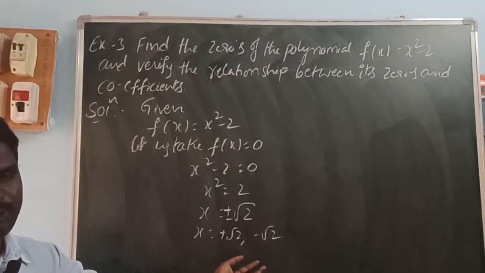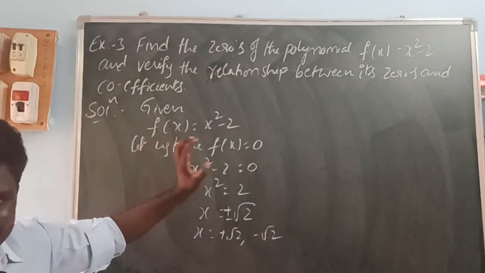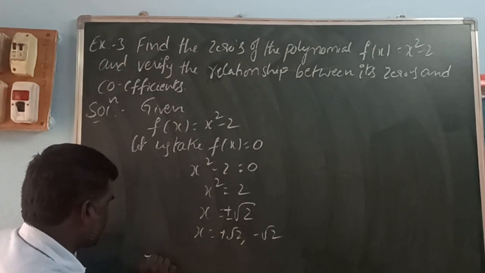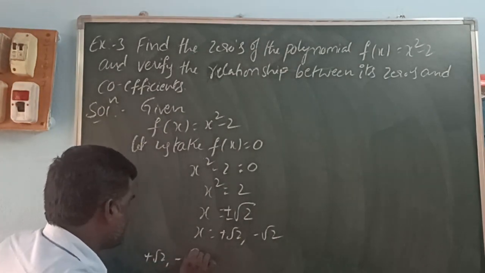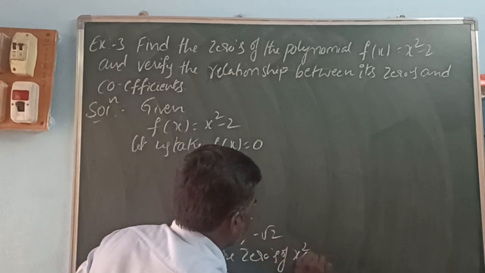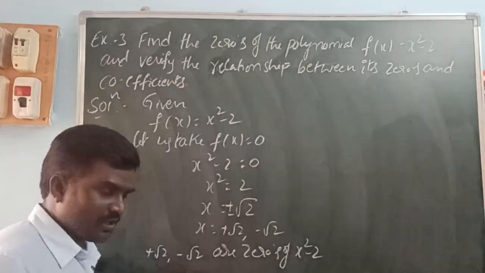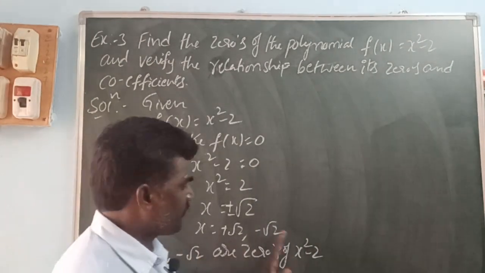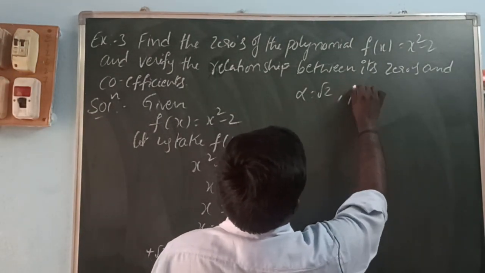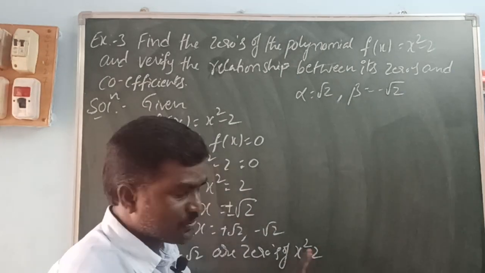Here how many zeros are there? Two zeros. The quadratic polynomial has two zeros, its degree is 2. Here what are they? Root 2 and minus root 2. So plus root 2 and minus root 2 are zeros of x square minus 2. Now check that root 2 and minus root 2 are the zeros of x square minus 2. Here let us take alpha is equal to root 2, beta is equal to minus root 2.